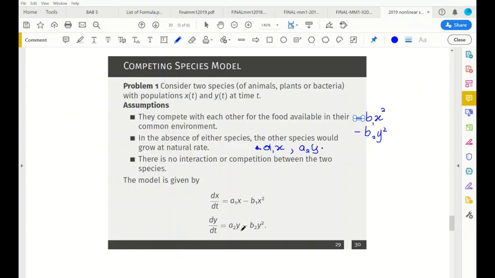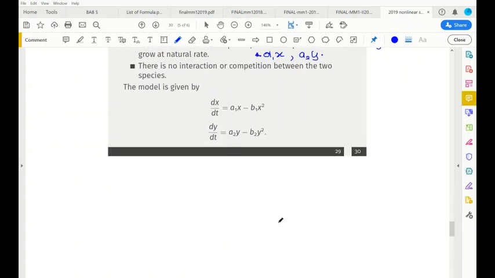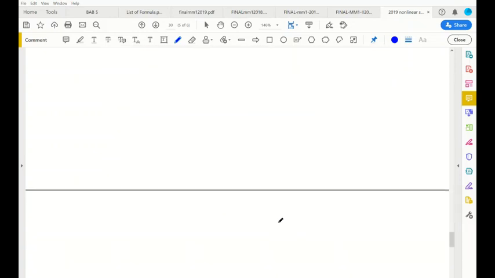I don't have an example for this. I proceed with the next problem. Okay, next problem, the last problem in this outline.